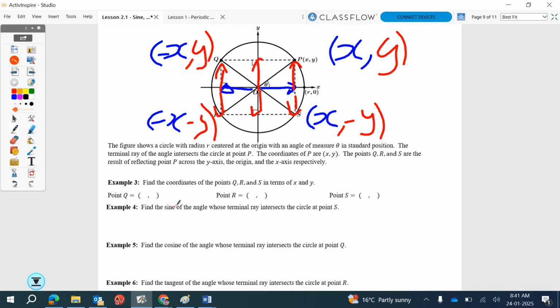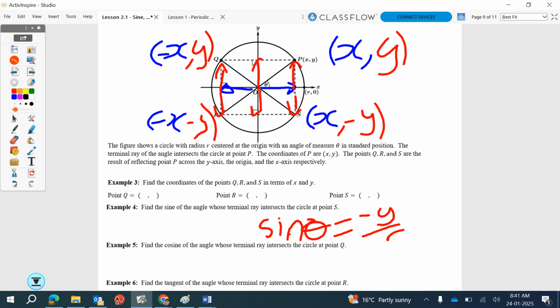I'm not going to type them in there. So find the sine of the angle whose terminal ray intersects the circle at point S. Point S is this one. We want the sine. The sine is the red one. So the sine is equal to minus y over r. Notice that it's not defined as a unit circle, it's defined as a circle of radius r. So we have to bring the hypotenuse back in again each time. This is going to give us the sine of theta is equal to minus y over r.